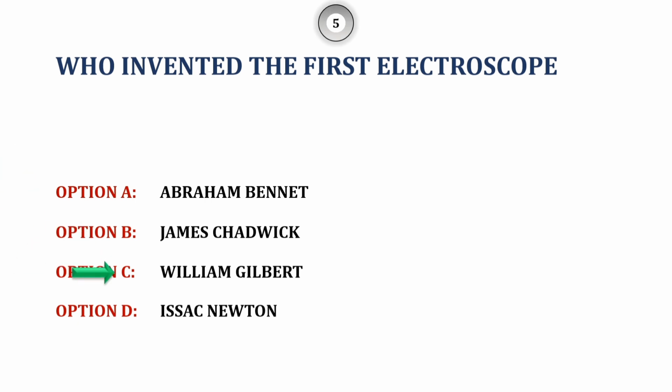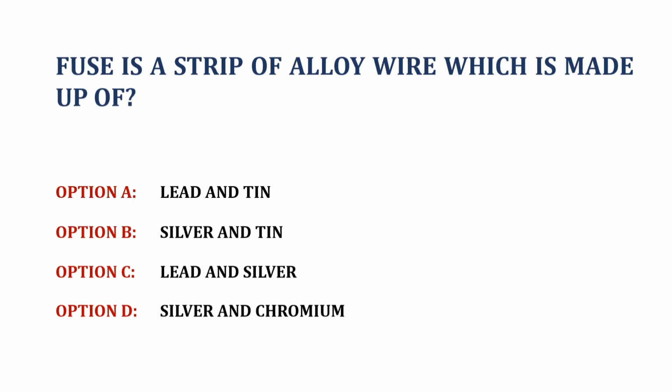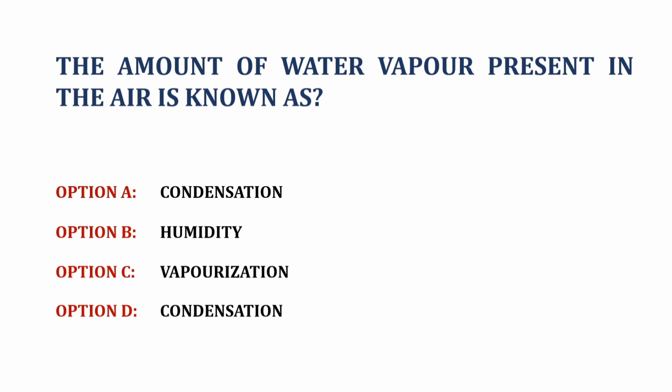Who invented the first electroscope? Option C. William Gilbert. The process of depositing a layer of one metal over the surface of another metal by passing electric current is called. Option B. Electroplating. Fuse is a strip of alloy wire which is made up of. Option A. Lead and tin. The amount of water vapor present in the air is known as. Option B. Humidity.